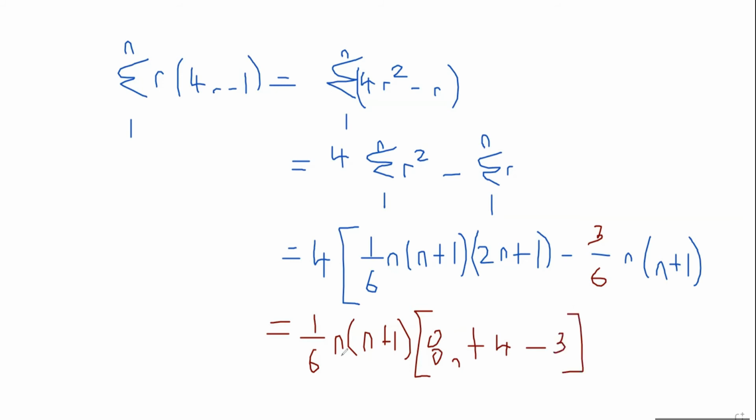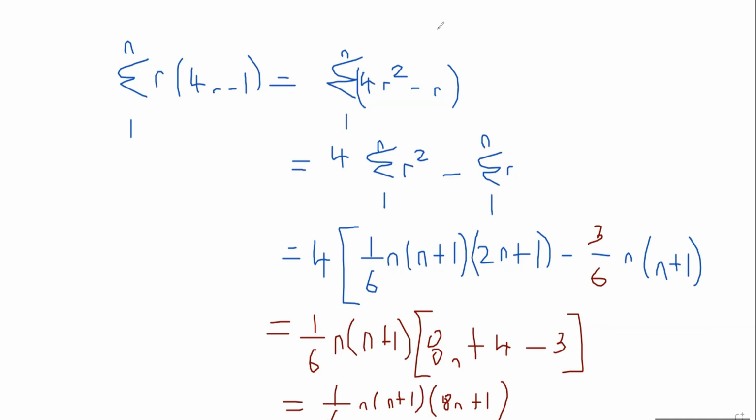So that means all of this works out now to just be 1 over 6n times n plus 1 times 8n plus 1. So that's good for us. Nice. So that means that in order to find the sum from 1 to 2n, we replace n with 2n right here. All right. So let's write it down somewhere.